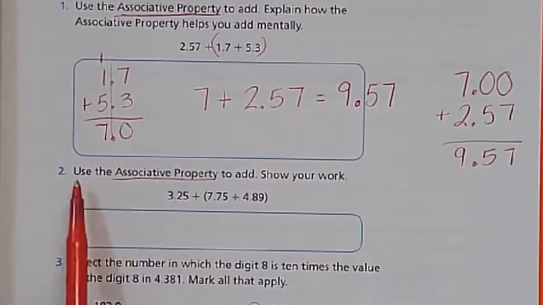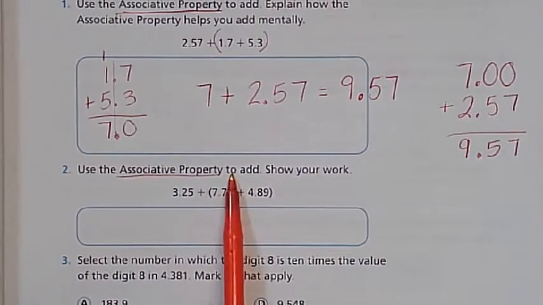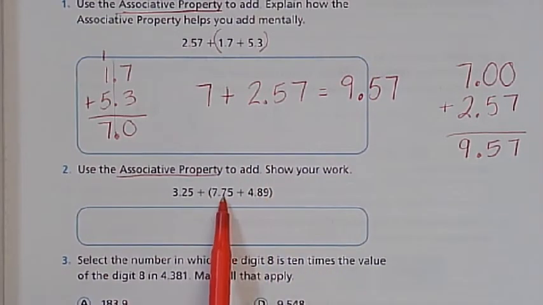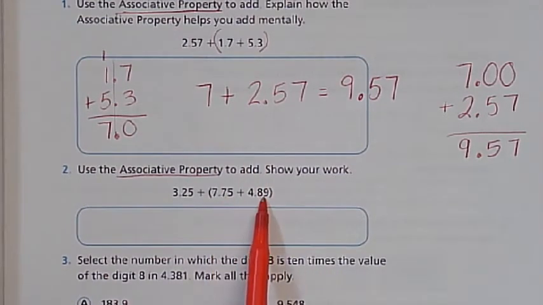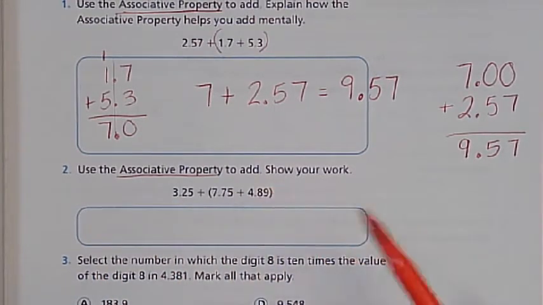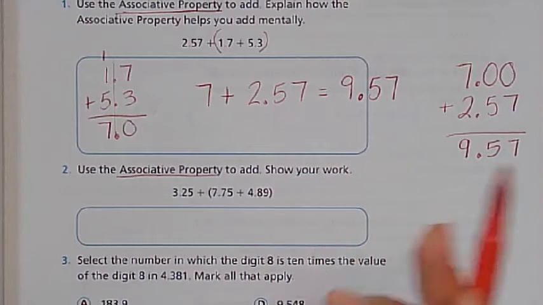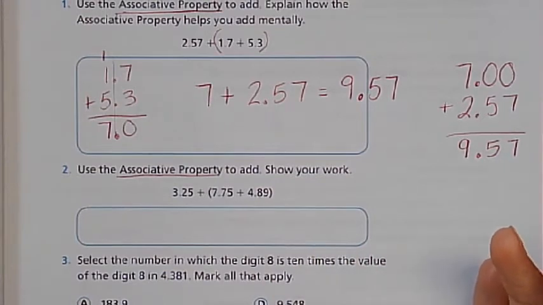The second problem is using the associative property to add again. This is already grouped, these two numbers, but just looking at them, 75/100ths plus 89/100ths, that's a lot of work. And I can see we got a 9 and a 5. I'm gonna have to carry. I'm gonna have to do some serious addition.